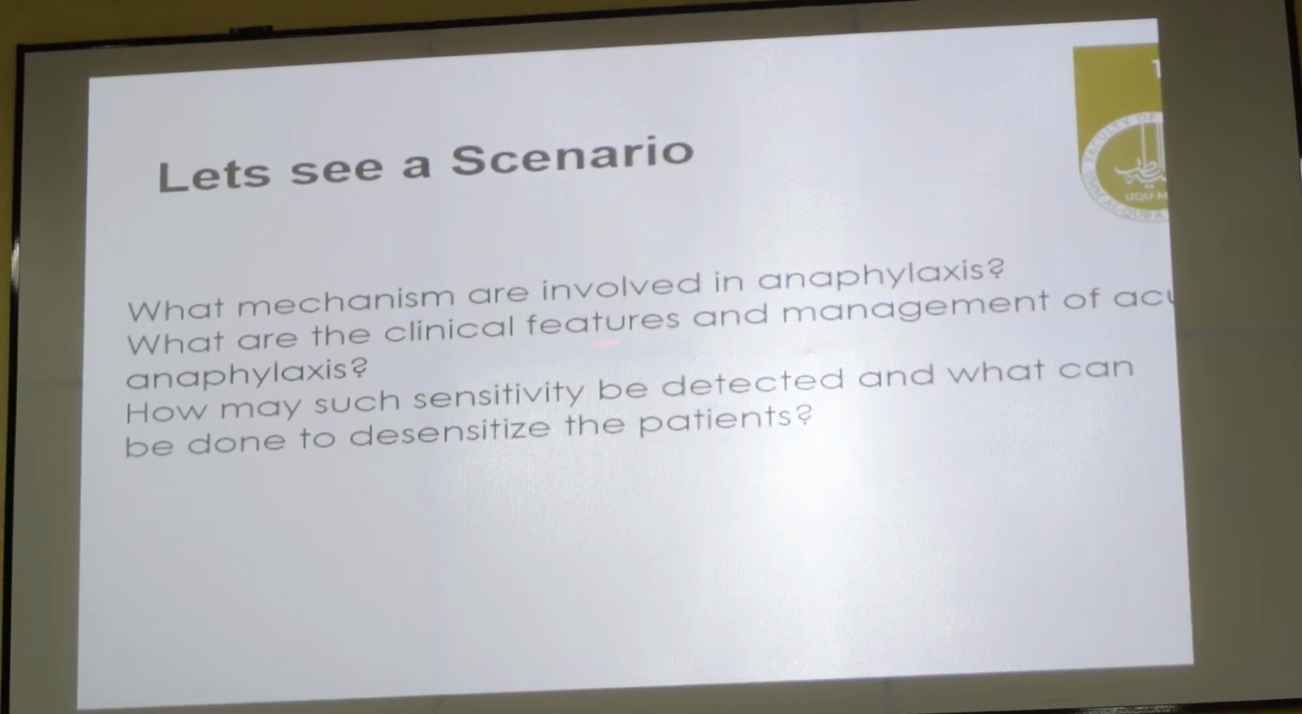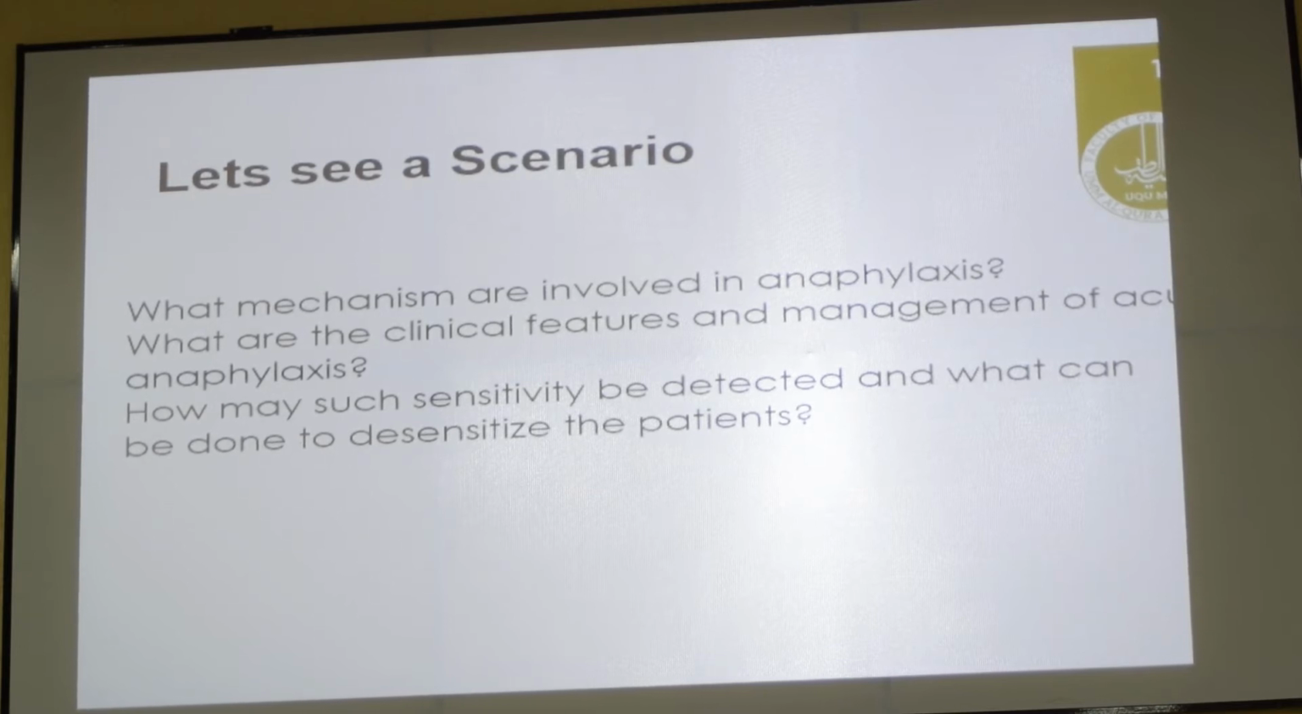What are the clinical features and management of acute anaphylaxis? It's very easy to remember. Whatever is produced, think about blocking that. Histamines are produced, prostaglandins are produced, cytokines are produced, and they are causing certain functions like vasodilatation, bronchoconstriction. Think about what can reverse it.